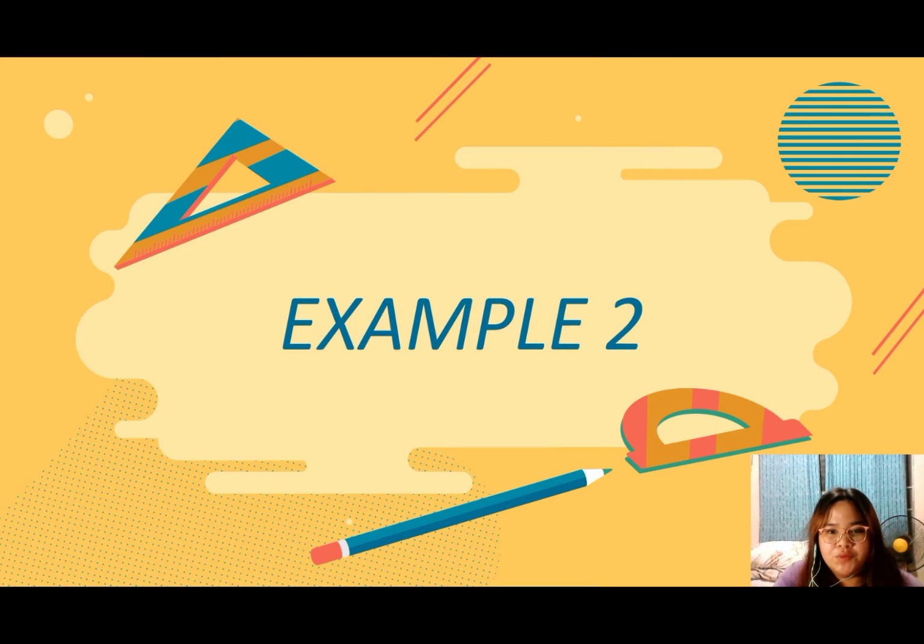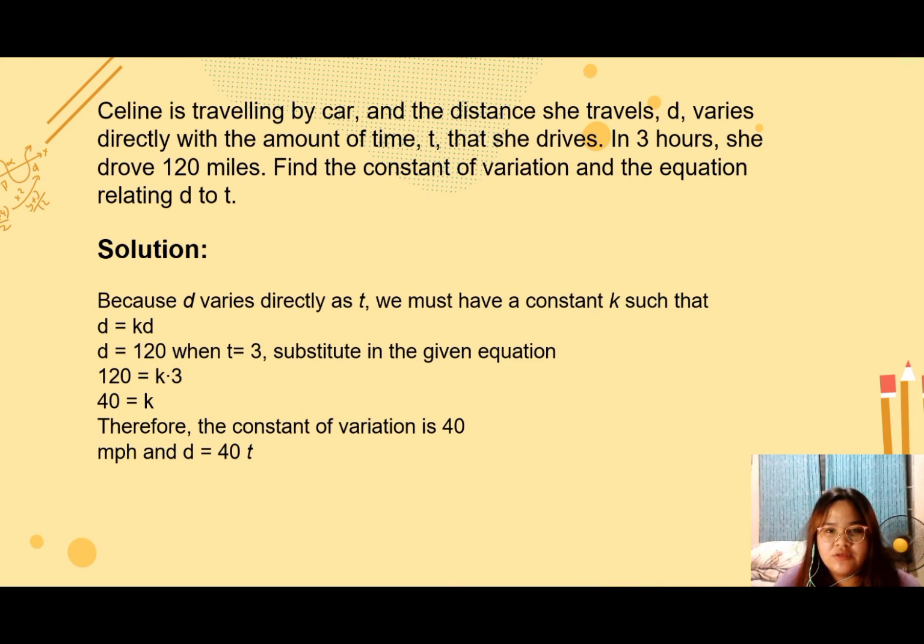Example 2. Celine is traveling by car and the distance she travels, d, varies directly with the amount of time, t, that she drives. In 3 hours, she drove 120 miles. Find the constant of variation and the equation relating d to t.